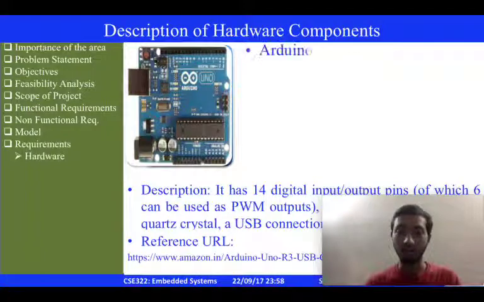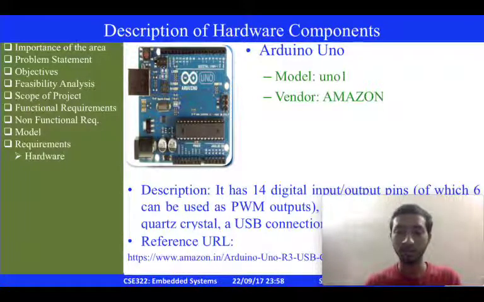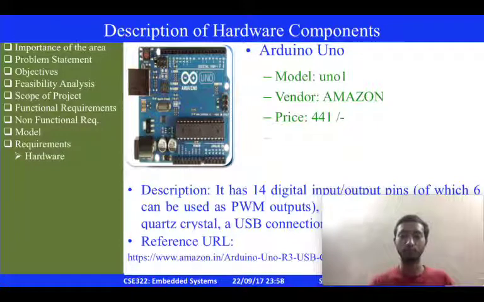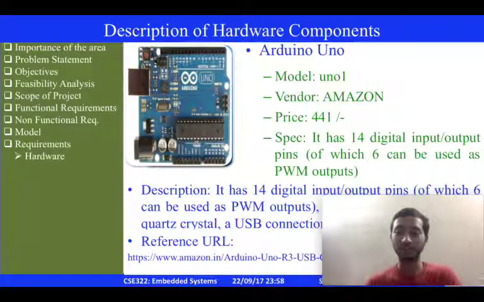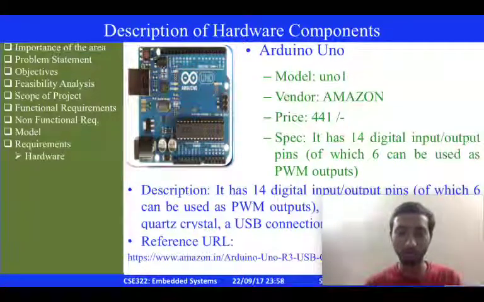This is the Arduino board, and the model is Uno. The vendor is Amazon. Price is 441. The specs are that it has 14 digital input output pins, of which 6 can be used as PWM outputs.